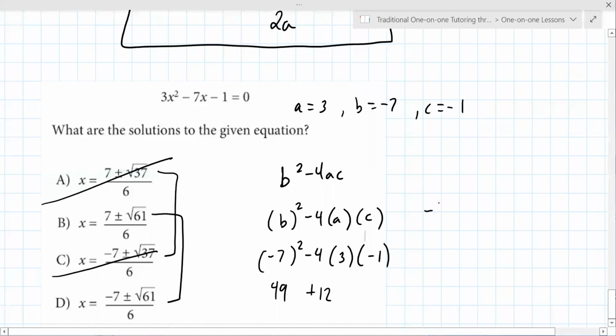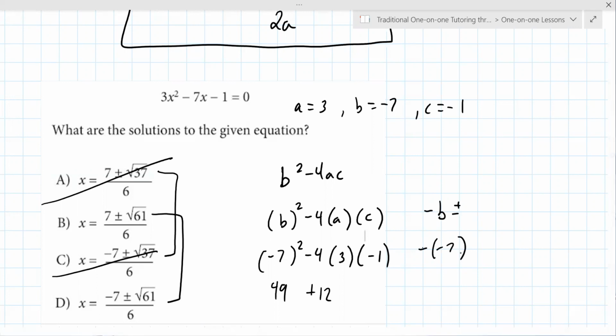So remember, the formula is minus b plus or minus. Does that mean letter B is your answer or D is your answer, with your b value being minus 7? Letter D. So you're negating the negative 7. That's what it means there. So that's positive 7.